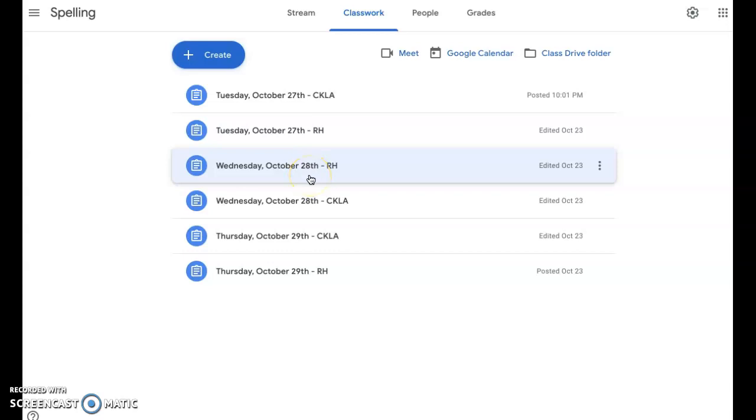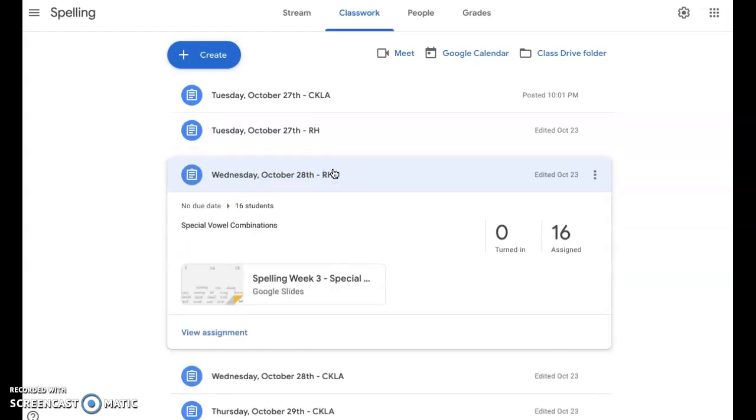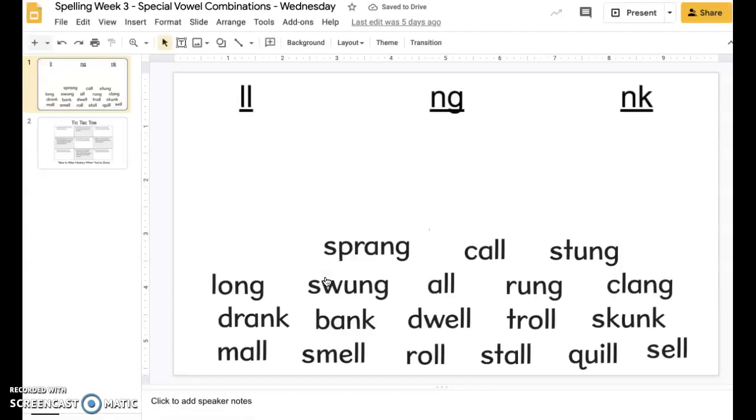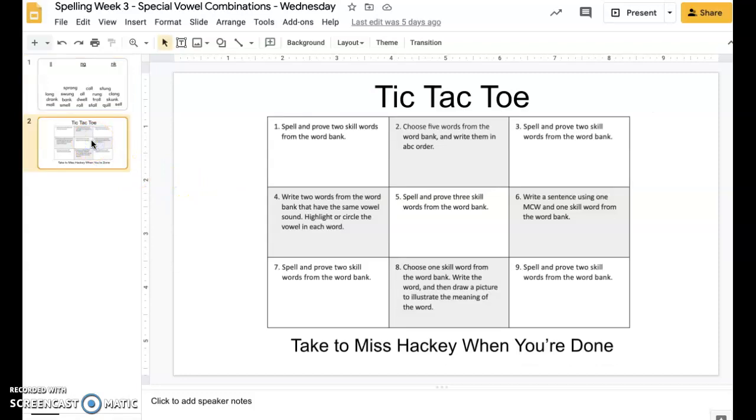Today's Wednesday, October 28th, and you should have one on your screen that looks like Reading Horizons. And then when you click on it, there will be slides that look like this. The first slide is a sort again. So we're just sorting the words, just like what it says here. We're just sorting them. Your next one's Tic Tac Toe.